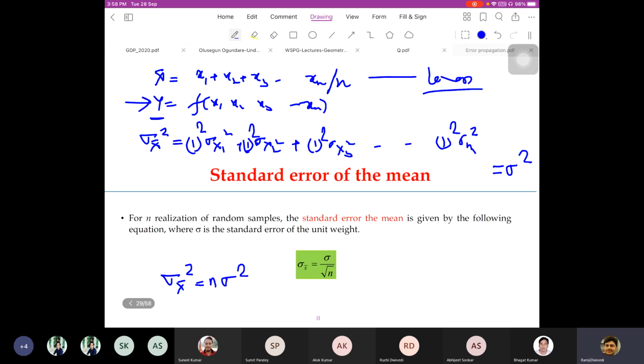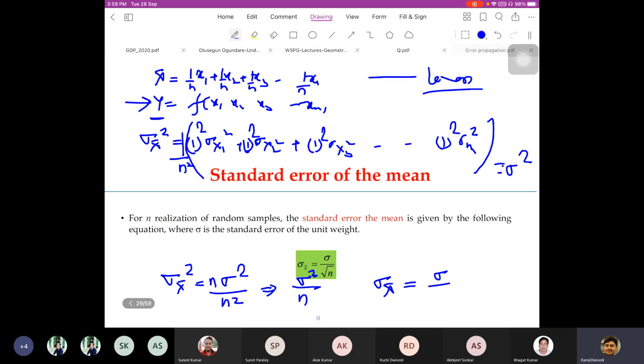I just forgot one addition, that I have taken one common as 1 upon n square, because all would be the coefficient of x because it is divided by n, so everyone would be having 1 by n, 1 by n, 1 by n. If you want to understand like this, then it would be okay. So it would be n square, and then it would be sigma square by n. So obviously sigma x bar would be sigma by root n. Now this was the mathematical proof.